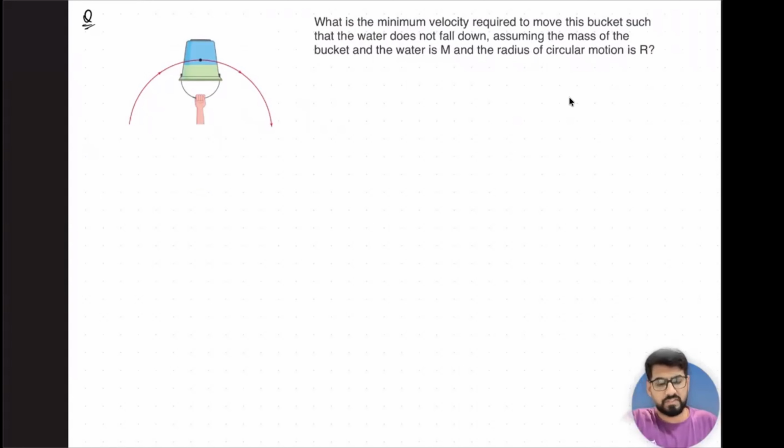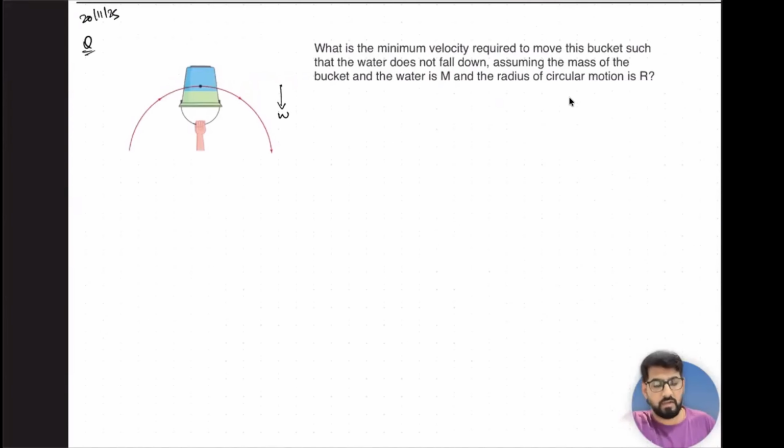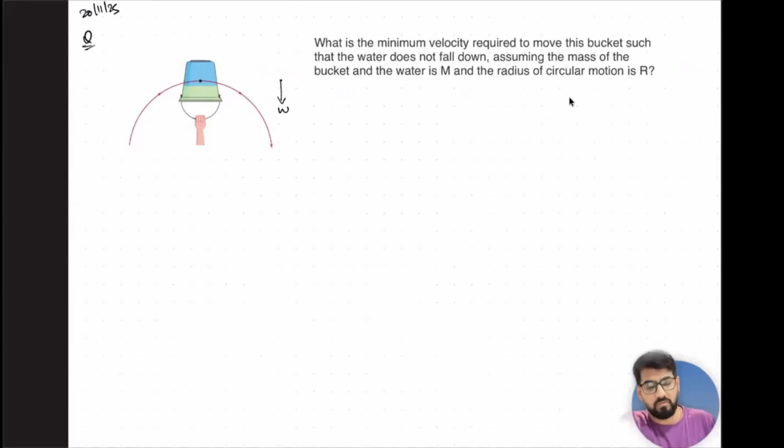So this question says: what is the minimum velocity required to move this bucket such that the water does not fall down, assuming the mass of the bucket and the water together is capital M. So at this point, I know that the free body diagram, if I want to draw just next to it, will be the weight acting downward, right? And I need to give the minimum velocity.